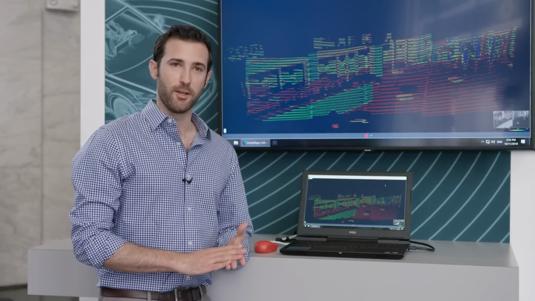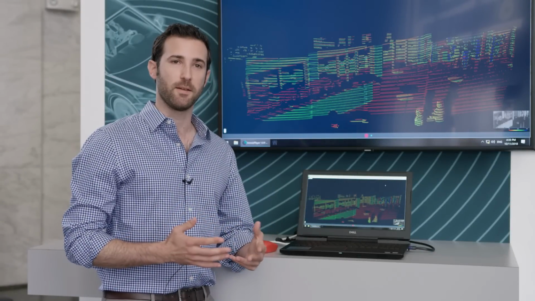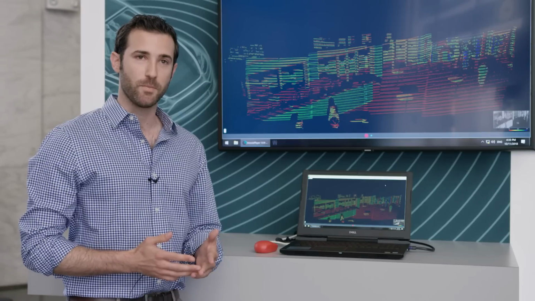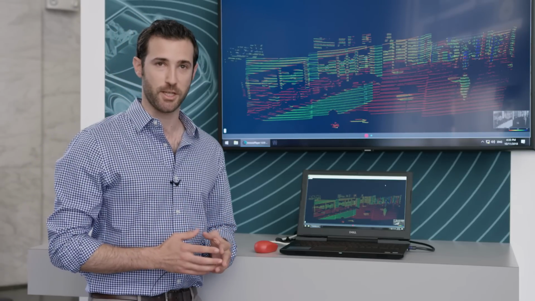I'm Tom. I'm with Innoviz. We're an Israeli company that makes a solid-state LiDAR. If you're not familiar with LiDAR, it stands for Light Detection and Ranging. And what it does is, using laser beams, we can detect and get information from objects around us.